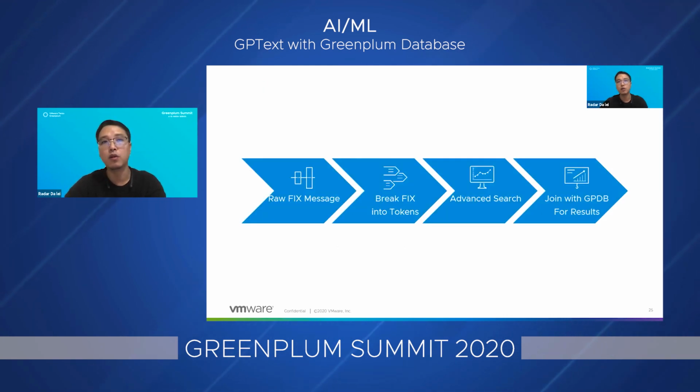Here is a picture of the whole process. First, we will ingest the raw FIX messages into GPText. Then, we will use different tokenizers and filters to parse the FIX messages into tokens, so we can build the text index. Then when the user query comes in, the search will be handled in parallel by each GPDB segment, which makes the processing much faster, and joins with GPDB for the final result efficiently.